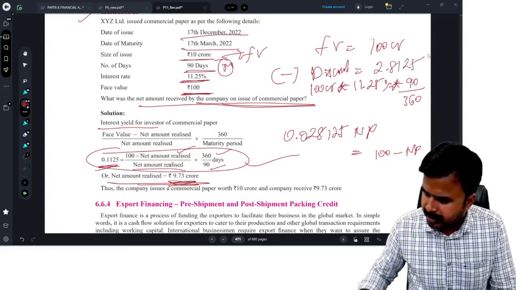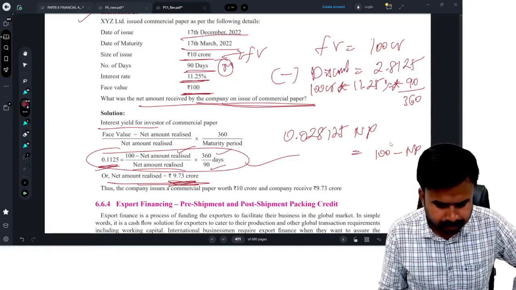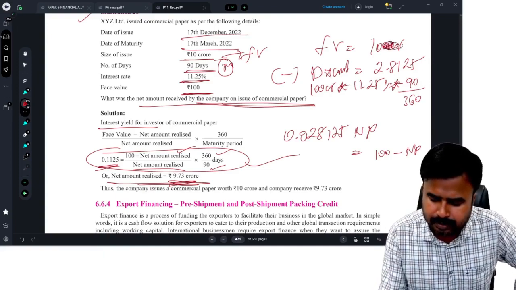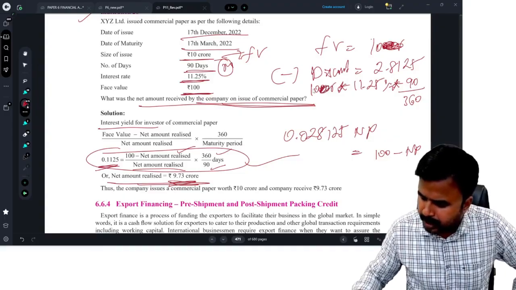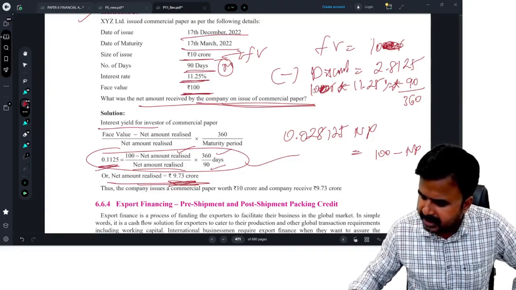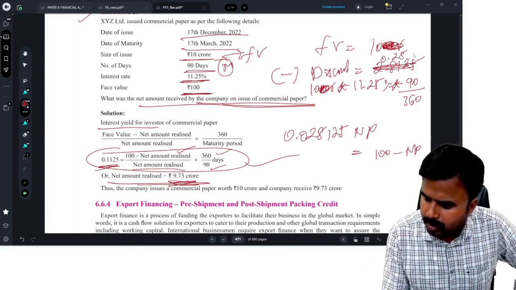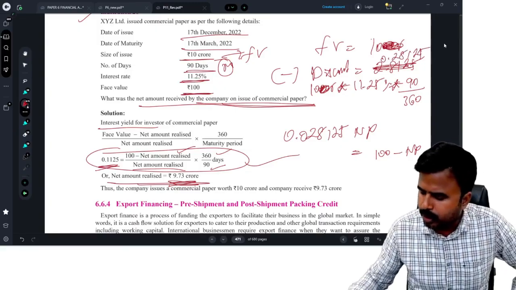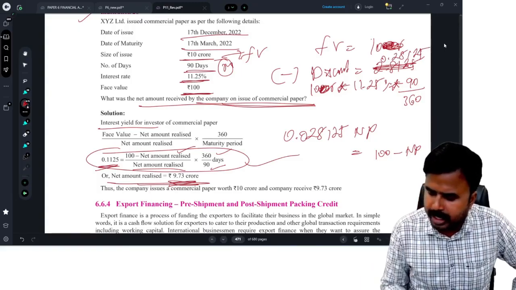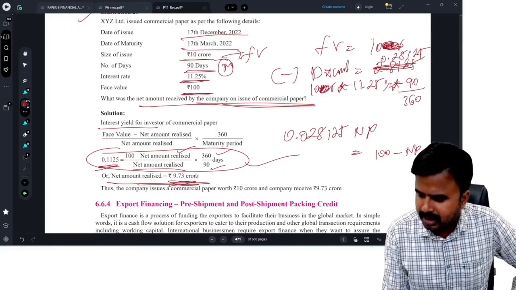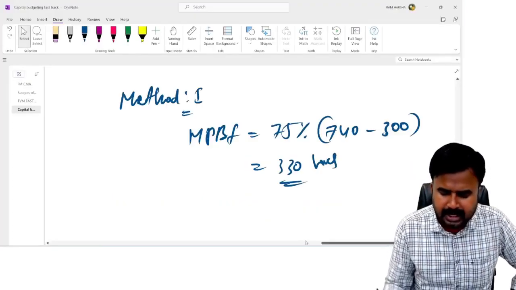2.8125. 100 minus 2.8125 is, sorry, this is 10 crores. 10 into 11.25% into 90 by 360. Just a number computation. 0.28125. So 10 minus 0.28125, I got 9.718. Nothing but 9.72 or 9.73 crores approximately. Simple, my dear students. I'll give you the computation very clearly now.